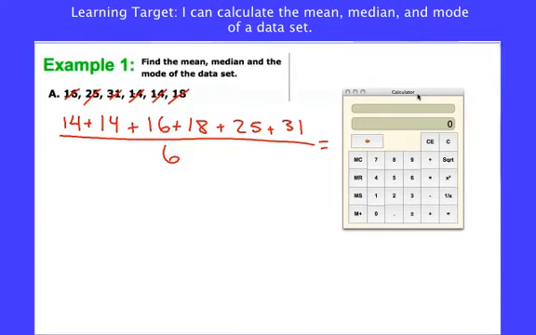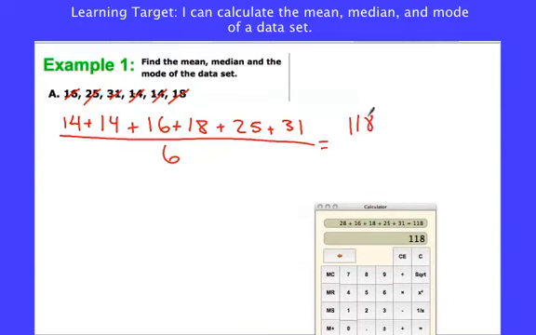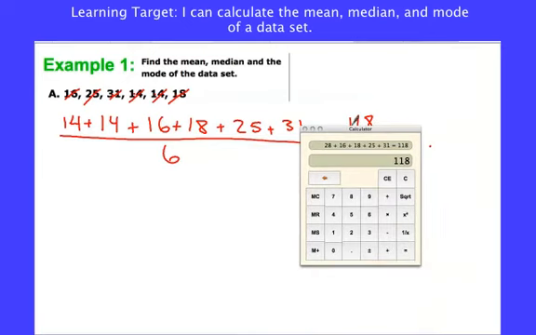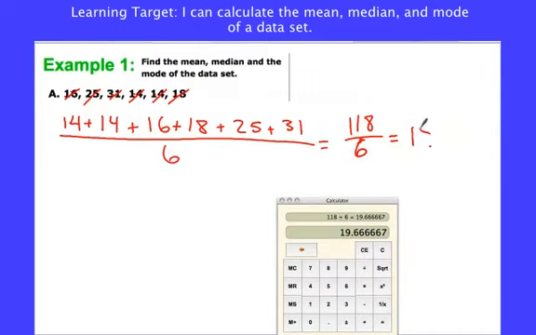Let's do 14 and 14 is 28. I just added those two. Plus 16, plus 18, plus 25, plus 31. I get a sum of 118. I do want to write that. There we go. Okay, 118 divided by 6 is 19.7. Remember, that is our mean.